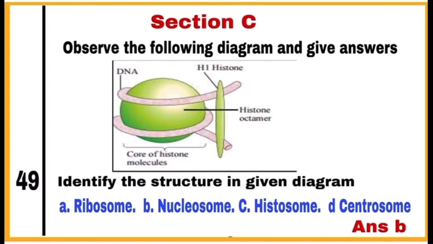Now come to section C. It has 12 questions and you have to attempt 10. Also, questions 49 to 54 are case-based questions. See the case given. Observe the following diagram and give answers. Question 49. Identify the structure in the following diagram. The given diagram is of a nucleosome. So here mark B as the correct answer.